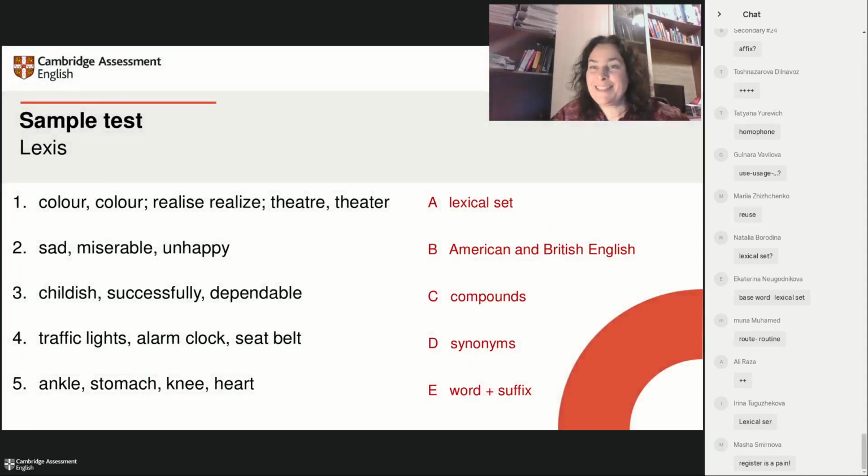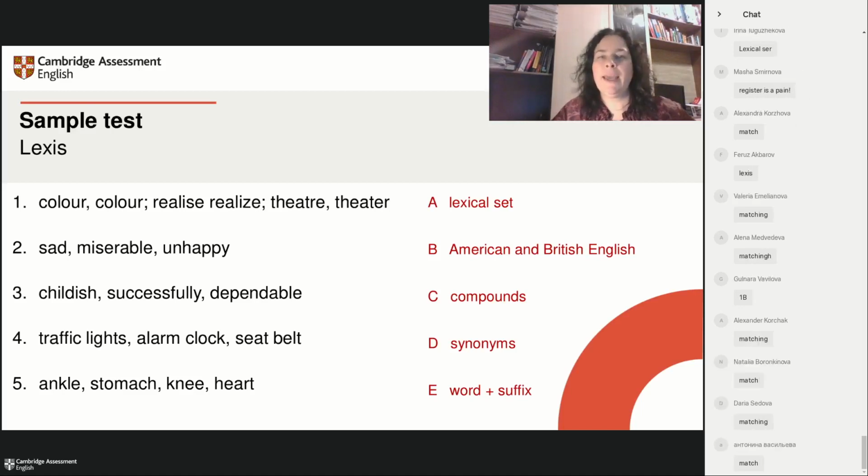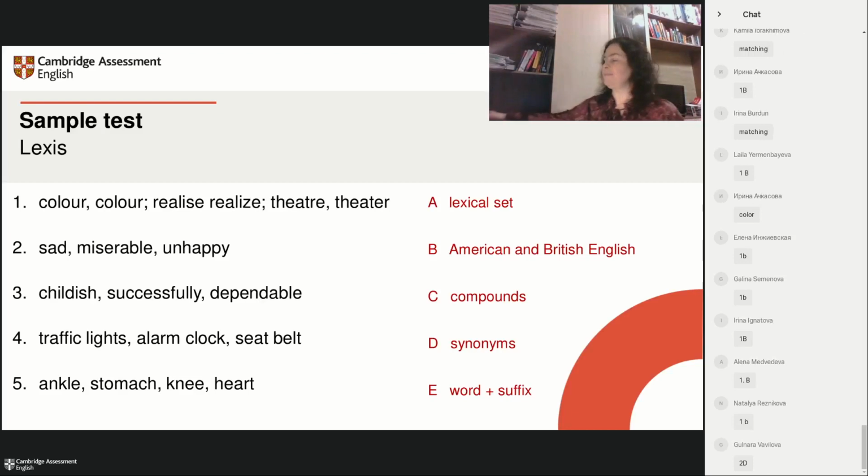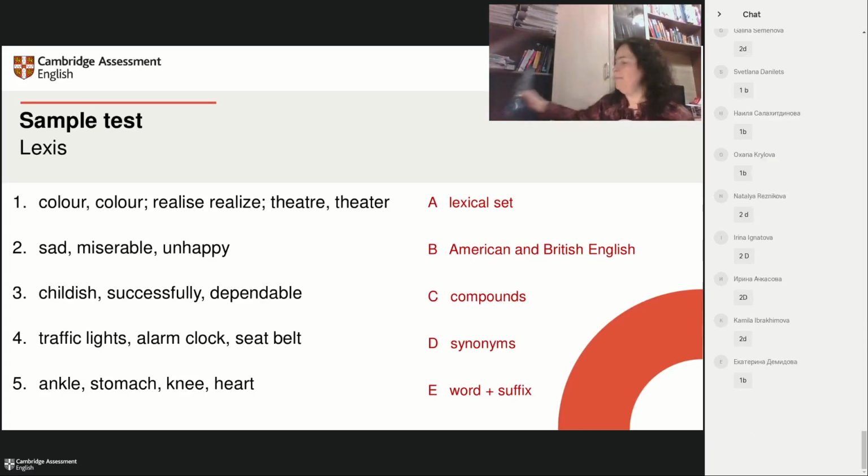Here is a sample test. It's really short. Have a look. What type of task is it? Who can tell me the task type? Yes, it is matching. Absolutely right. So you have a moment to read them all and to match them. And when you're ready, share the answers with me. Great. Okay.